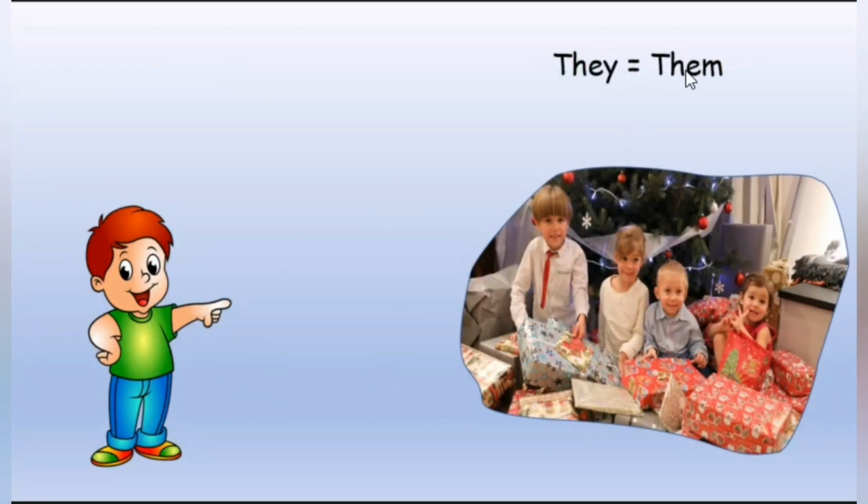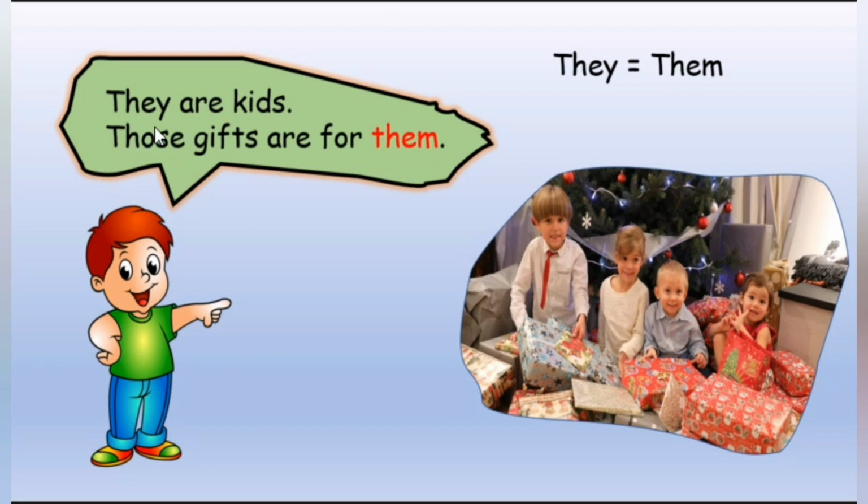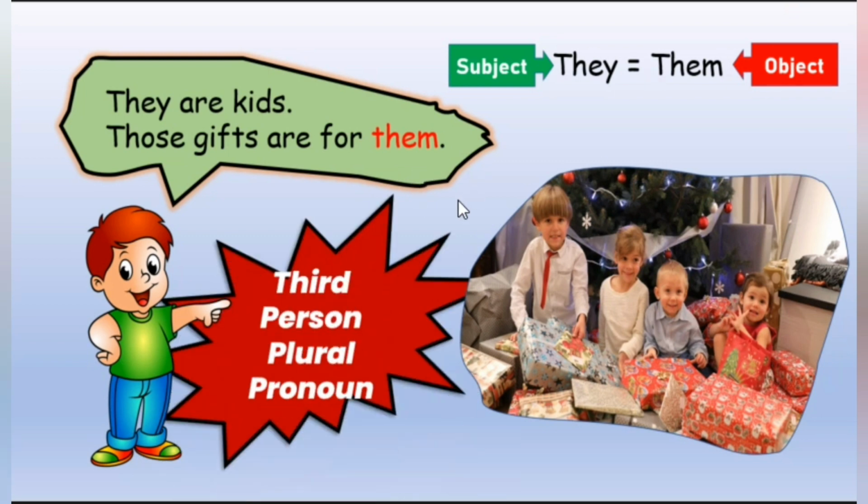They, them. They are kids. Those gifts are for them. Now they is used in the subjective case and them is used in the objective case. And this they is a third person plural pronoun.